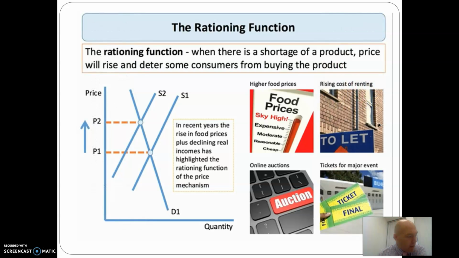Okay, the second one, the rationing function. In terms of the rationing function, just have a little look at that example in terms of the diagram on the left hand side. A fall in supply has led to an inward shift in the supply curve, and that's driven prices higher. Now the rationing function is going to occur when there's a shortage. So when there's a fall in supply, initially demand stays the same and supply drops. So before we get to the new equilibrium, there will be a shortage.